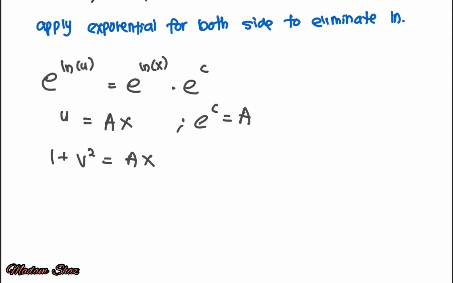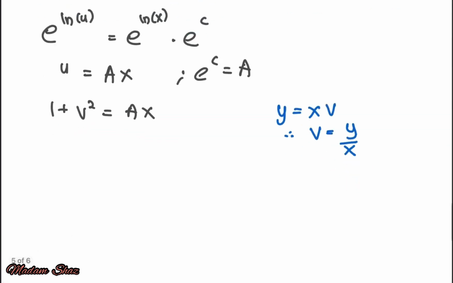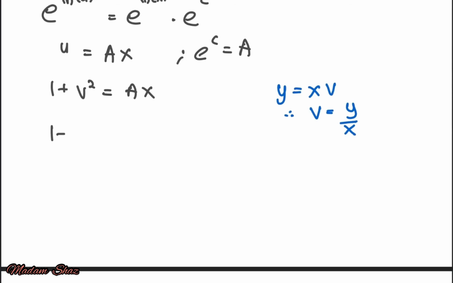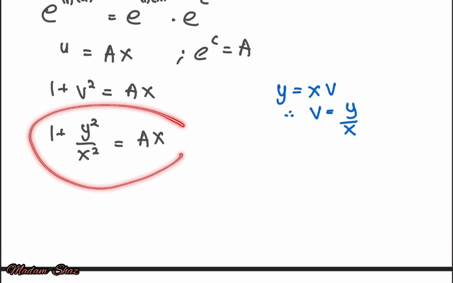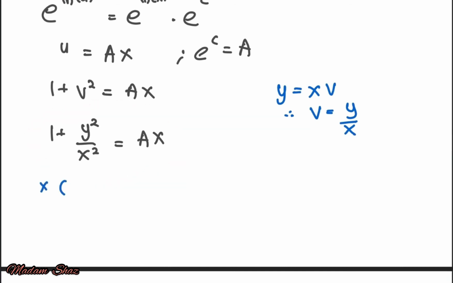So always remember the final answer must be in terms of the variables x and y. So this v you have to check back. From the beginning you substituted y is equal to xv. So therefore v is equal to y over x. So you have to change v square to become y square over x square. 1 plus y square over x square is equal to ax. So in order to eliminate the denominator here, we will multiply both sides with x square.